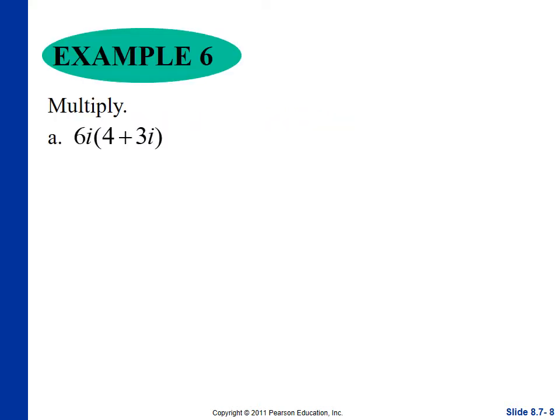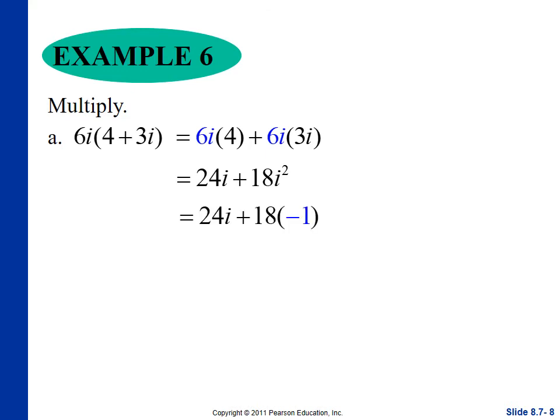Alright, multiplying complex numbers. Here's where we get a little bit different. If we're just distributing 6i over 4 plus the quantity 3i, we get 6i times 4 and 6i times 3i. Now, keeping in mind, that's 24i plus 18i squared, and i squared is equal to -1. So now we end up with -18 plus 24i.